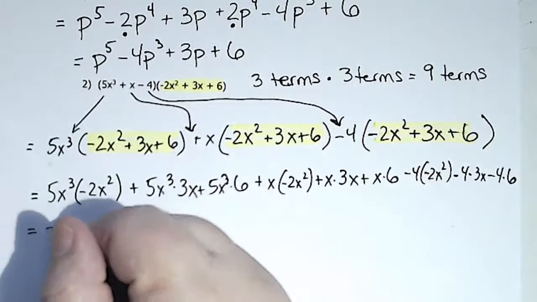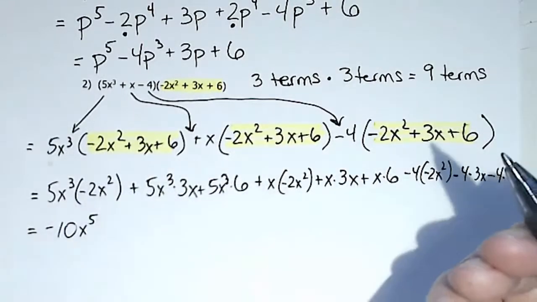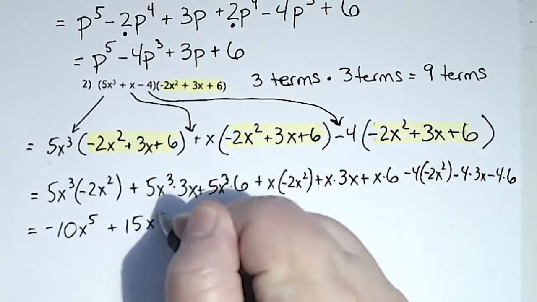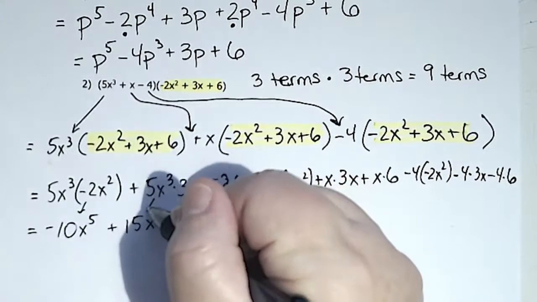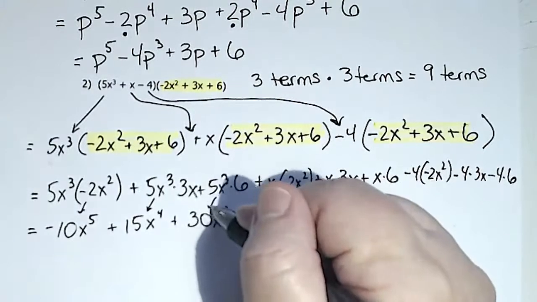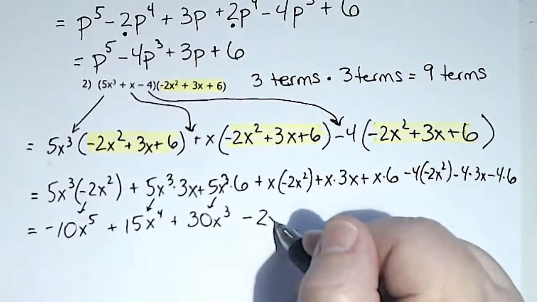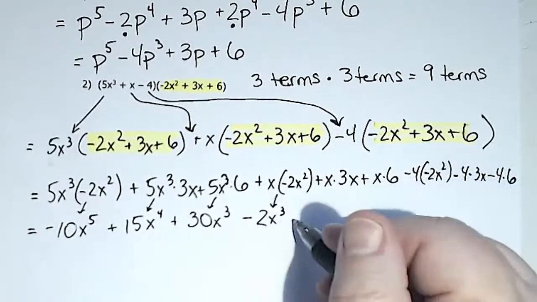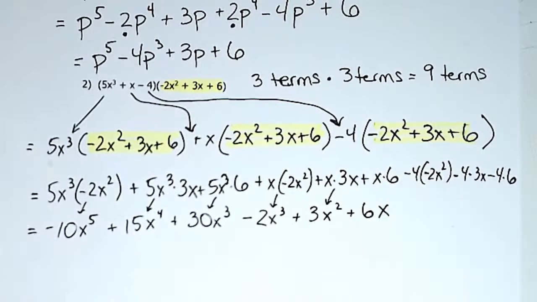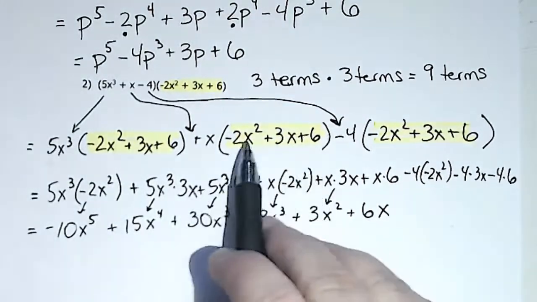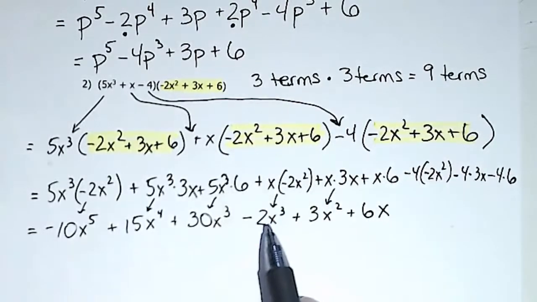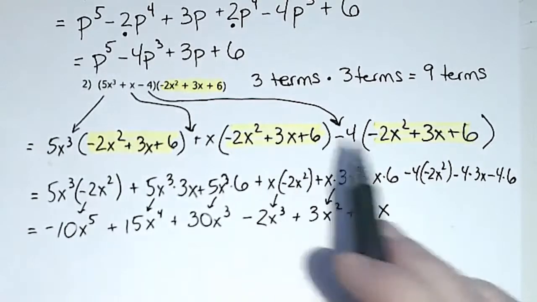Okay, I think I got negative 10x to the 5th plus this next one, 15x to the 4th, plus 30x cubed. Okay, minus 2x cubed plus 3x squared plus 6x. So basically this middle term, I should have just upped the x's by 1 because I'm multiplying by x. So negative 2x squared, negative 2x cubed, 3x, 3x squared, 6, 6x.